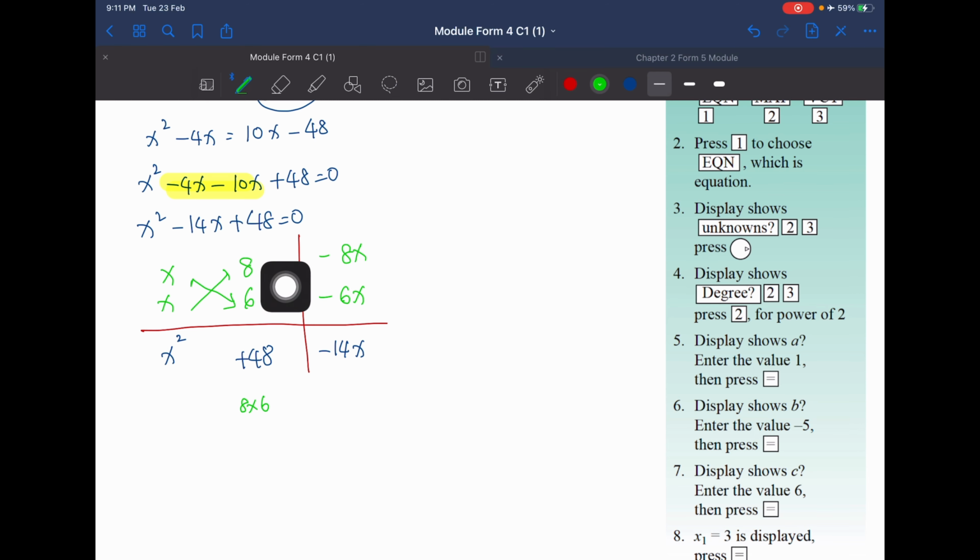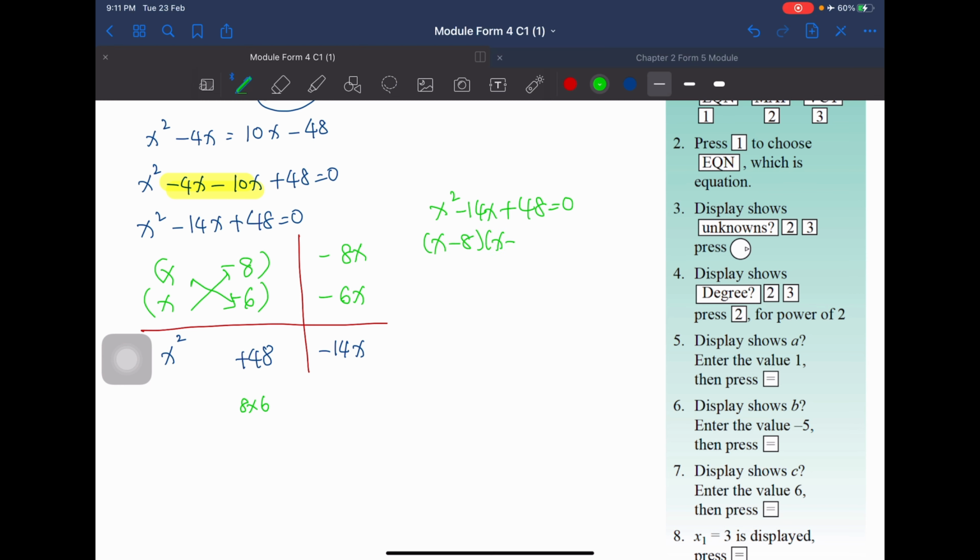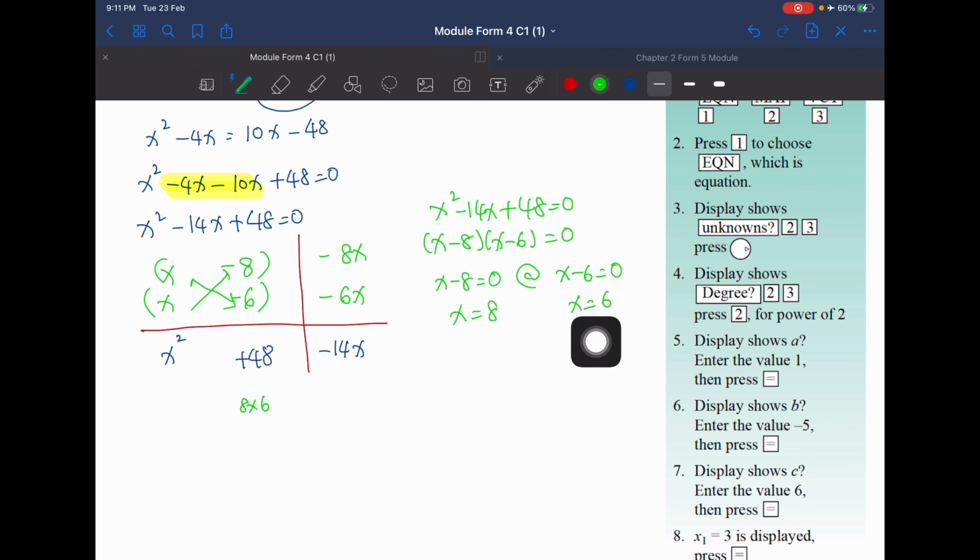Okay, kalau sini negatif, depan dia pun negatif. So these two brackets are your factors. So you have x squared minus 14x plus 48 equals 0. (x minus 8)(x minus 6) equals 0. So equate both brackets to 0, and your answer is x equals 8, x equals 6. So these two numbers are your roots of the equation.